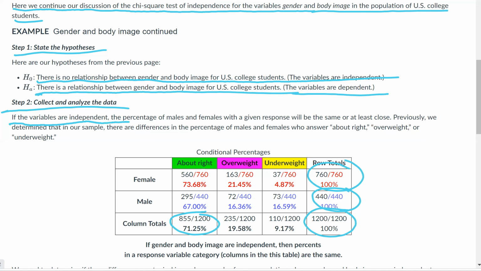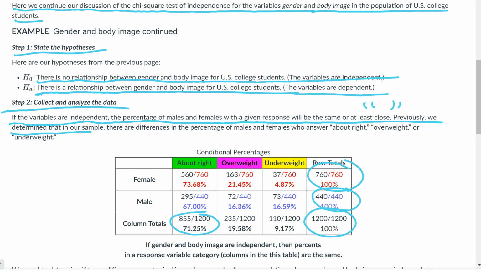If the variables are independent, the percentages of males and females with a given response will be the same or at least close. But that's kind of a relative term, I should put that in quotations, "at least close." So how close is close? Do you think within 5% is close? Or 10% or 1%? What are we talking about close here?